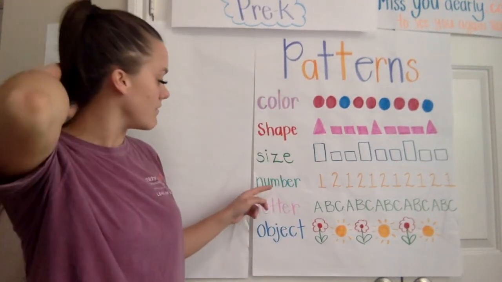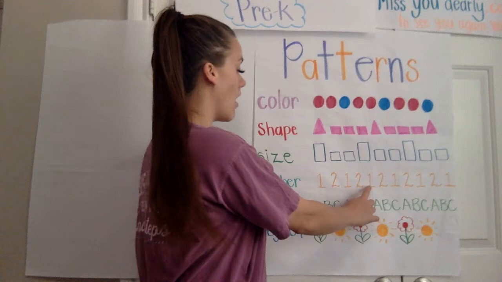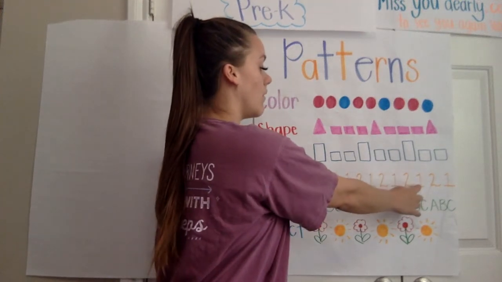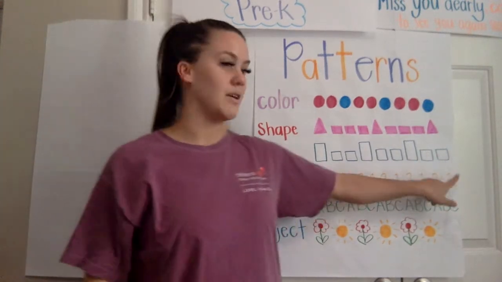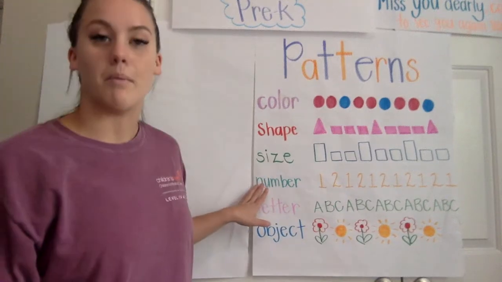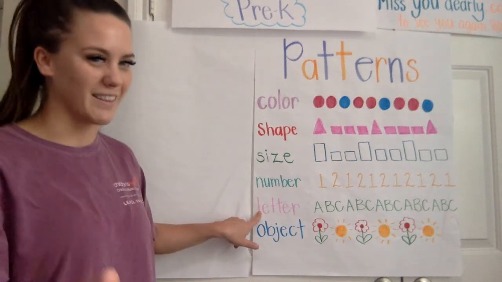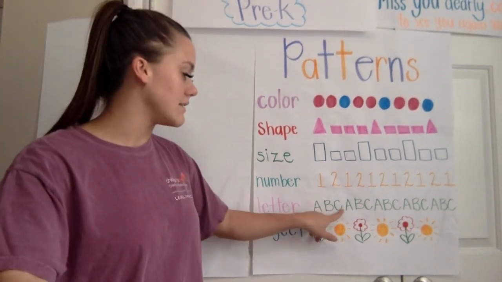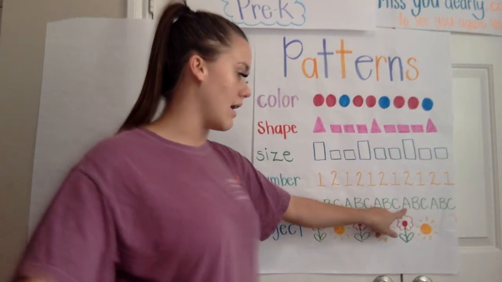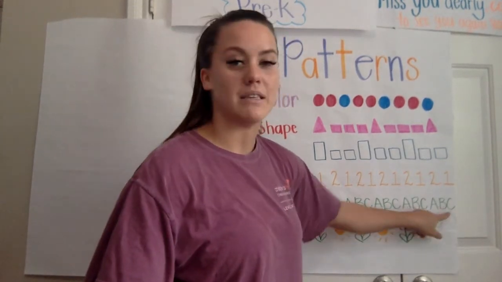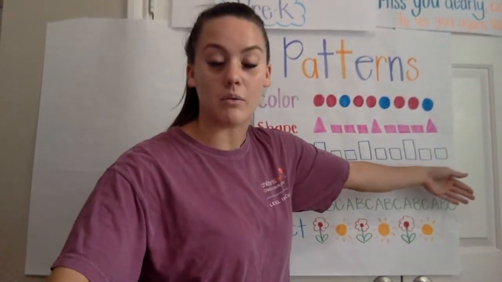We have numbers. So we have 1, 2, 1, 2, 1, 2, 1, 2, 1, 2, 1. So what would come after the number 1? It would be a 2. Good job. So this is based on numbers. If we go down to the next one, we see letters. We all know our letters. So this is A, B, C, A, B, C. So then the next one would be what? It would be A. Good job. Then we would continue on and it would be A, B, C.